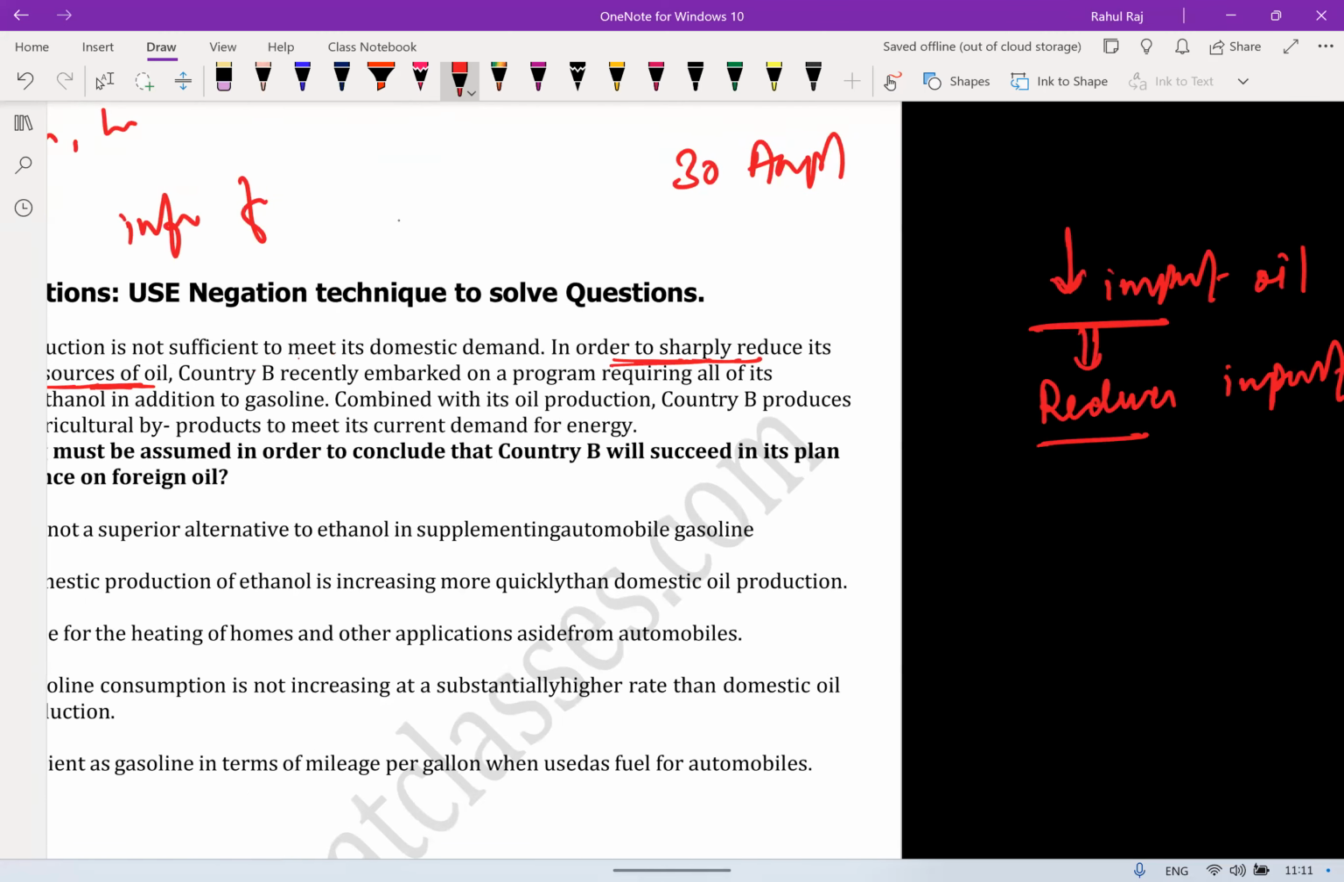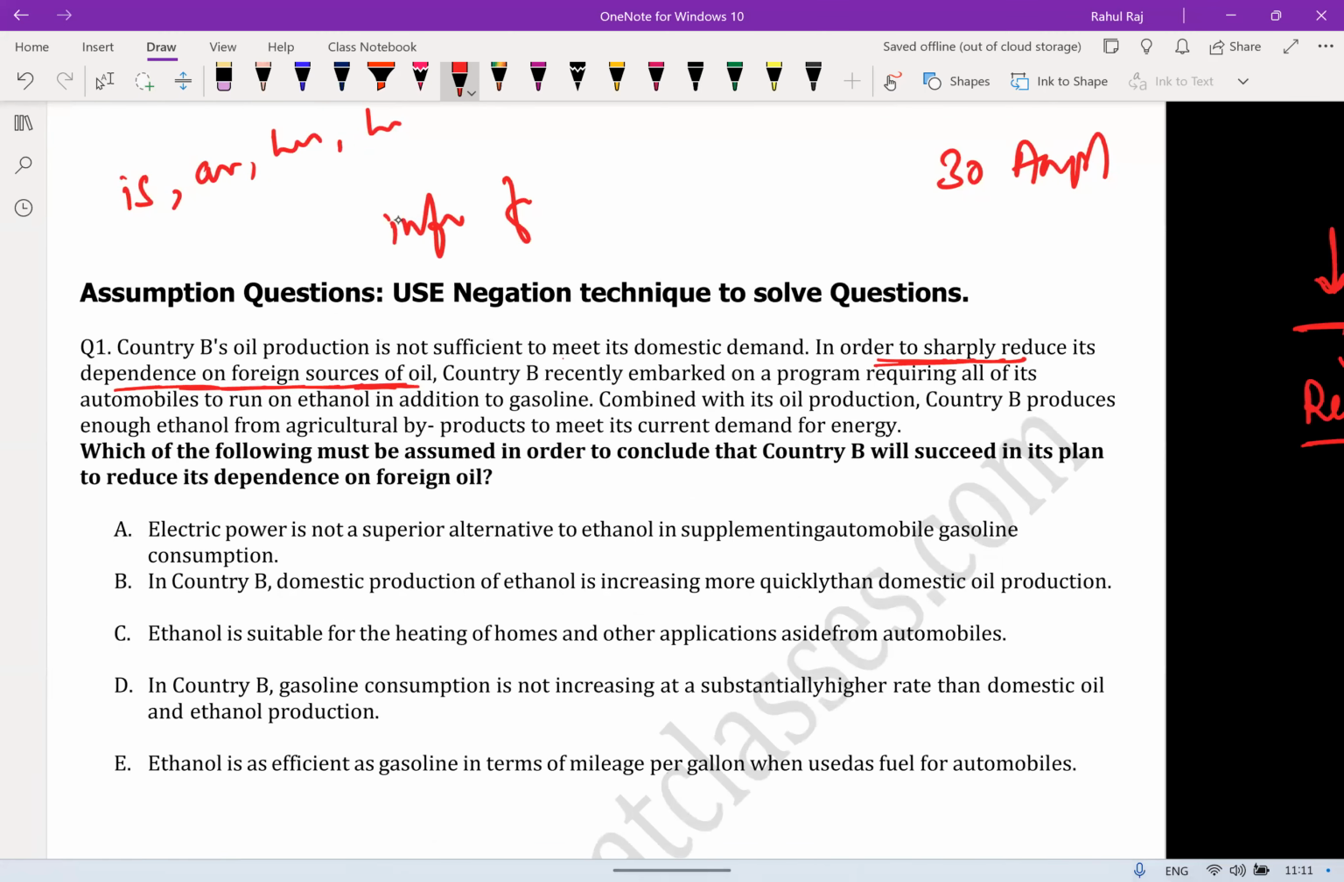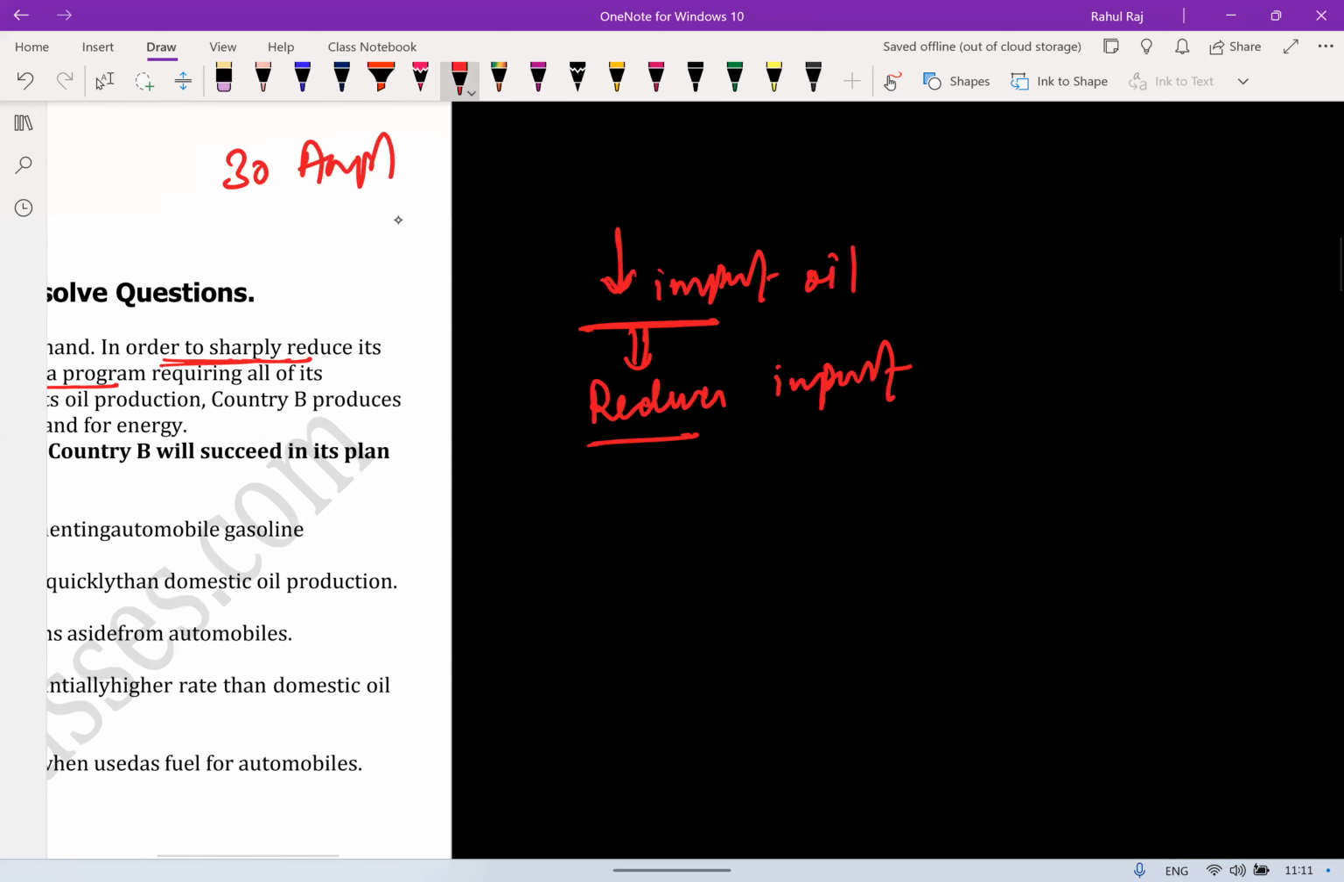In order to sharply reduce the dependence on foreign sources of oil, country B recently embarked on a program requiring all its automobiles to run on ethanol in addition to gasoline. So how are they reducing the import? It might be that ethanol production in that country is high, and they've got a technique to run the entire vehicles on ethanol. It means they have some sort of ethanol production in their country. First of all, the flow of the argument is that they wanted to import the oil. Now they wanted to reduce the dependence, which means they wanted to reduce the import.